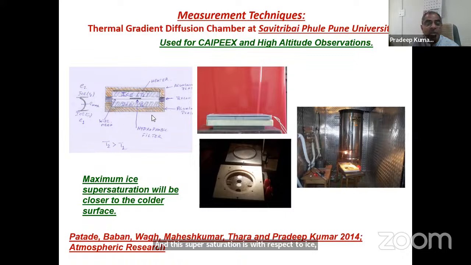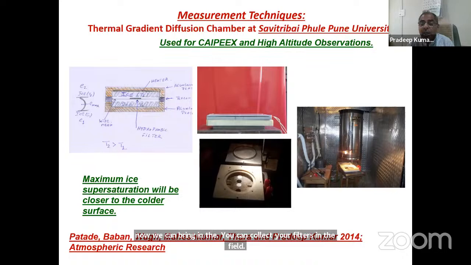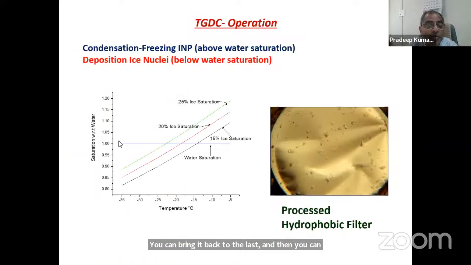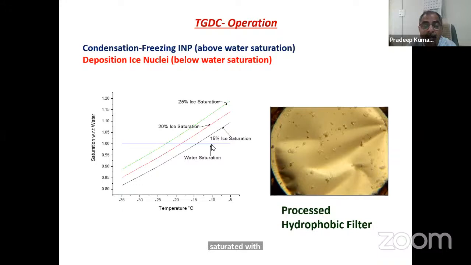So now you can collect your filters in the field, you can bring them back to the lab, and then you can analyze them in the lab. And in the lab, I'm giving you different curves. This is my 100% relative humidity with respect to water, and these are my saturation lines with respect to ice, 15% supersaturated with respect to ice. This is temperature. So at minus 10, if I'm here, then this is my supersaturation with respect to water. This is 15% supersaturated to ice. This is 20% supersaturated to ice, and 25% supersaturated to ice.